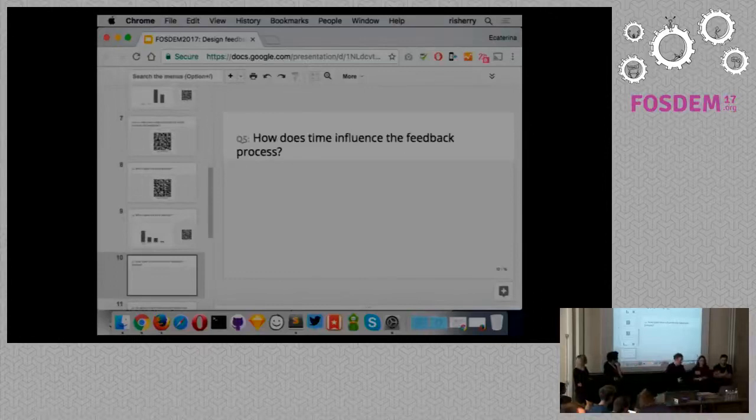The next question is, how does time influence the feedback process? So something very problematic I've seen is bike shedding, like people talking about, maybe that color should be a bit more purplish or something, just because I like purple. That's not the right way to approach things, and bike shedding generally takes a lot of time and is a waste of time.